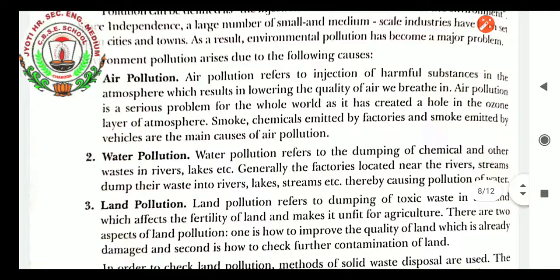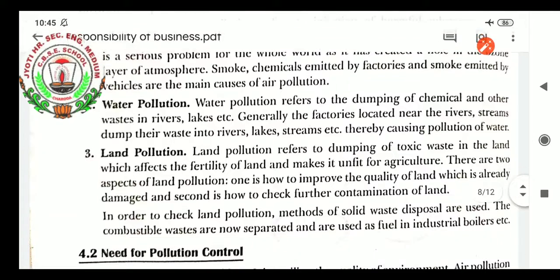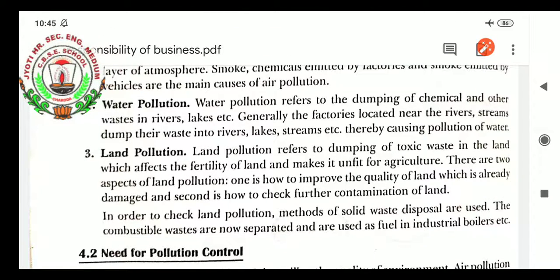Water pollution. When we talk about water pollution, students, it refers to the dumping of chemicals and other waste in river water, lakes, etc. Generally, factories located near rivers and streams dump their waste into rivers, lakes, and streams, thereby causing pollution of water. Land pollution. The pollution caused to the land, to the soil, is known as land pollution.